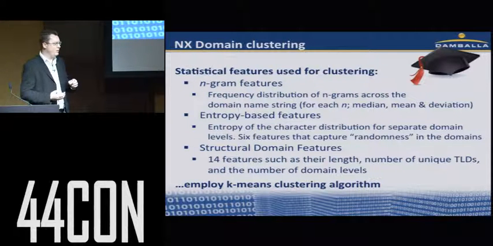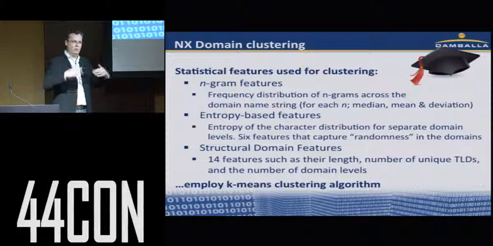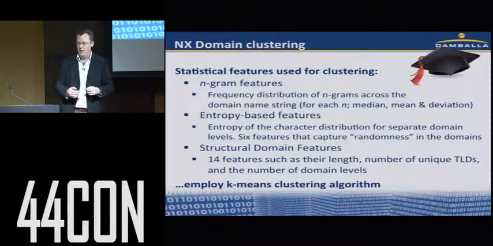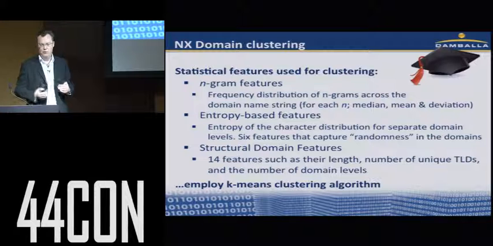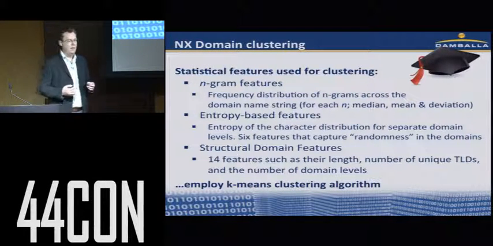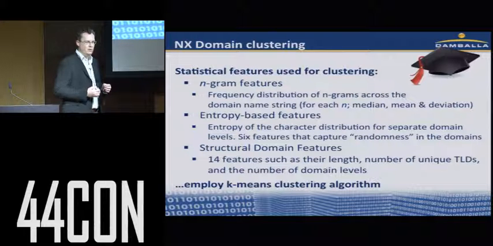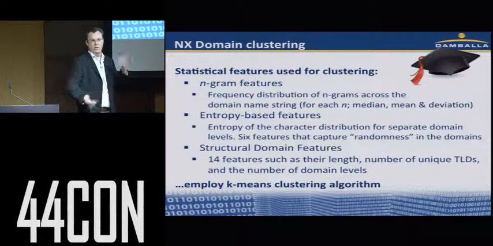I can take entropy-based features. So what's the change between all these different domain names? How similar are they? What's the distribution there? And I can take structural domain features, such as what's the top-level domain that they're registering. Is there a cycle to this? What's the length? What's the number, the frequency elements to these? So this gives me a number of features, and I can create a vector for this.